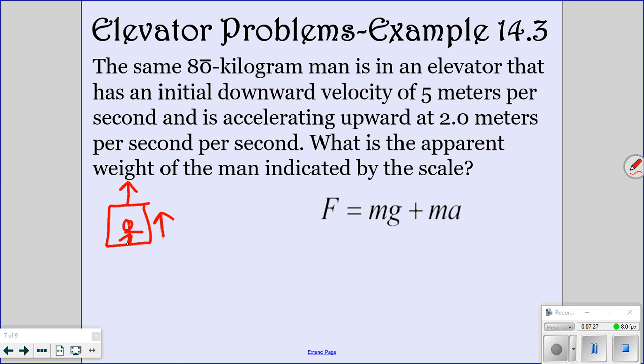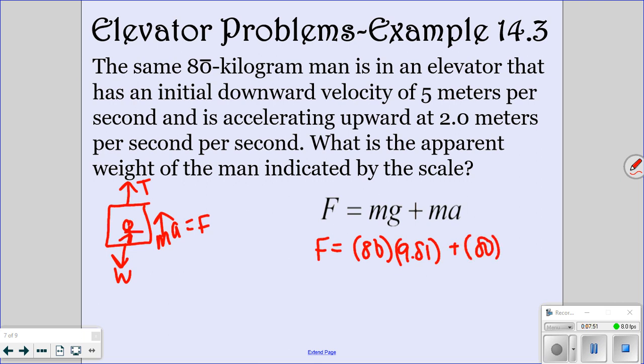And this is pulling up and the weight is pulling down. So this is our mass times acceleration, our force, and this is our tension, or our force that's pulling up. And so we're going to be looking for the weight of the man, which is our force that's pulled up. The mass is 80. The gravity is still 9.81. The mass again is 80, and the acceleration is 2. So if you multiply and add, you should get 944.8. And so we have 2 sig figs again, so 940.